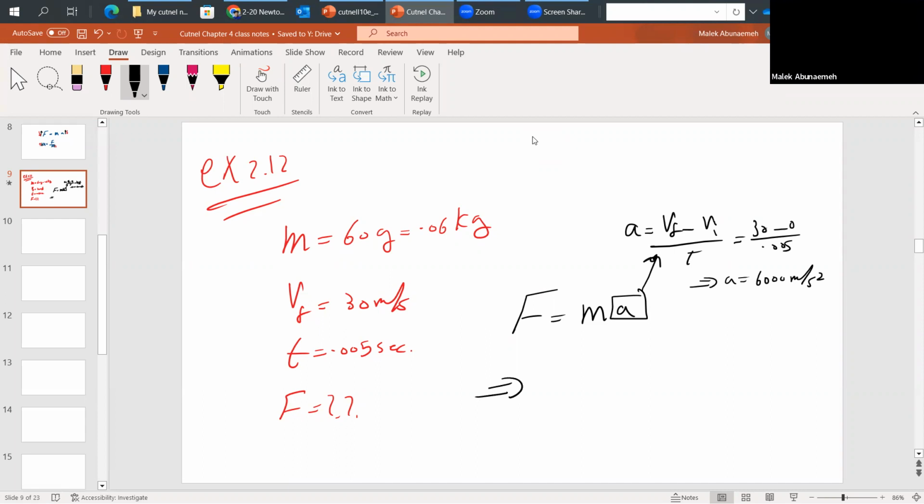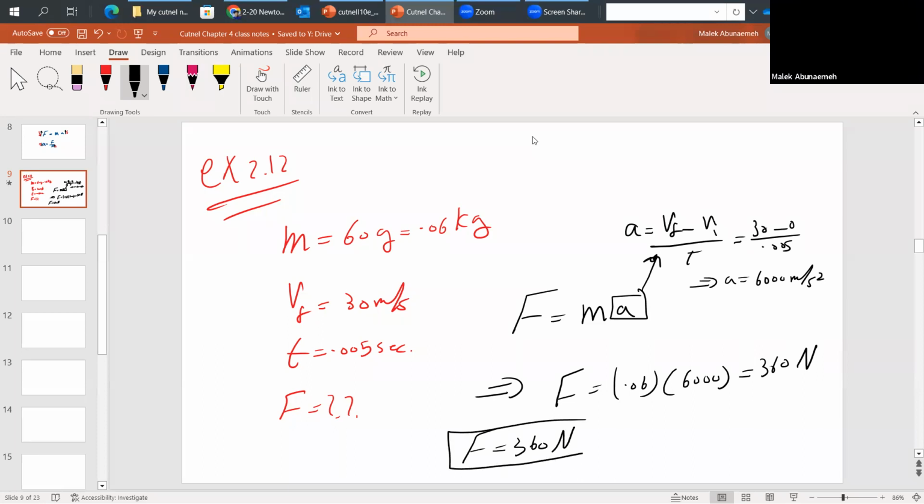That means that the force we're looking for is your mass times acceleration, which is your 0.06 kilograms times your 6,000 meters per second square. We should get 6 times 6 is 36, move the decimal, so you should get 360 newtons. So your force is going to equal 360 newtons.